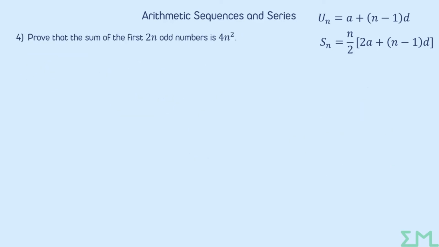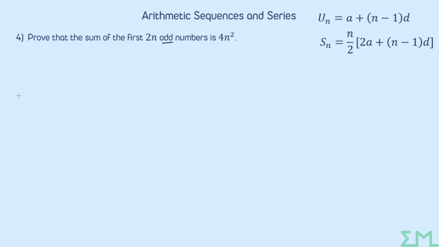Okay, last question of the video. Prove that the sum of the first 2n odd numbers is 4n squared. Now, it is a proof, which means we should really be writing it out like we did for Sn and for the natural numbers example that we did earlier. So the first 2n odd numbers.